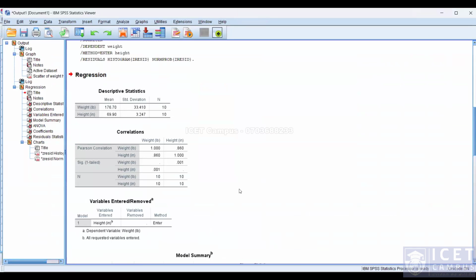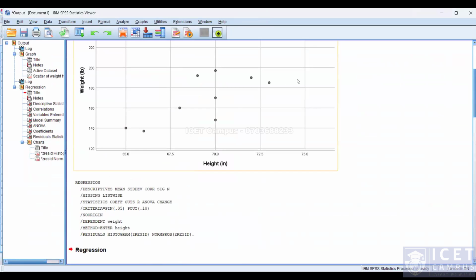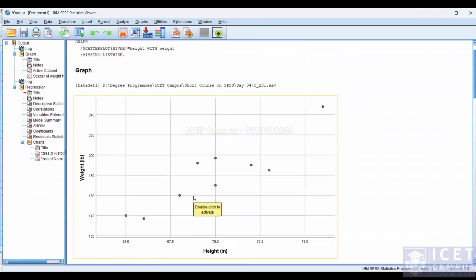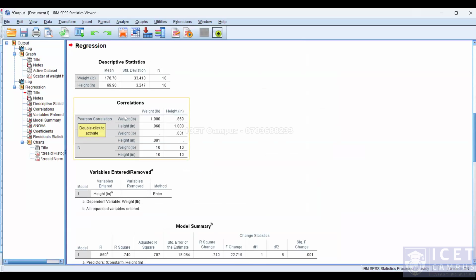So then this is the output. The descriptive statistics are given here. Mean for the weight is 176.70. The standard deviation is 33. The height mean is 69.90. Then correlations are given here. Pearson's correlation, here you can see 0.860. That is closer to 1, as shown in the scatter plot. It is 0.860, the Pearson correlation between height and weight.